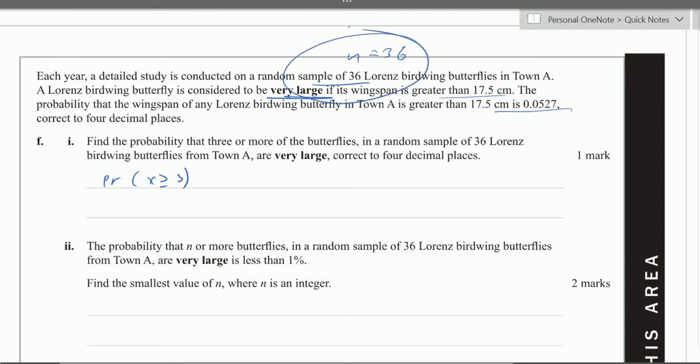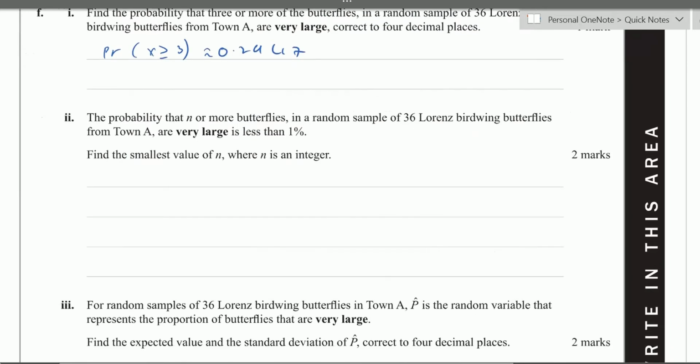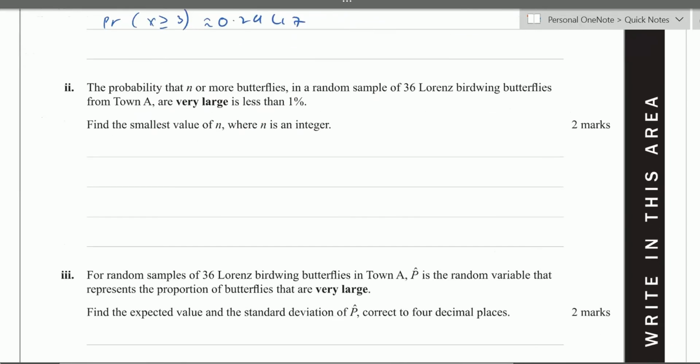When they give you a sample, that's a good indication that we're moving back to binomial distribution. So just things to note, because the question started from binomial and then it went to continuous, normal distribution, and now we're back at binomial. So probability x is greater than 3, just n is 36, p is 0.0527, and your CAS should give you the answer. So find probability that n or more butterflies in random sample is less than 1%.